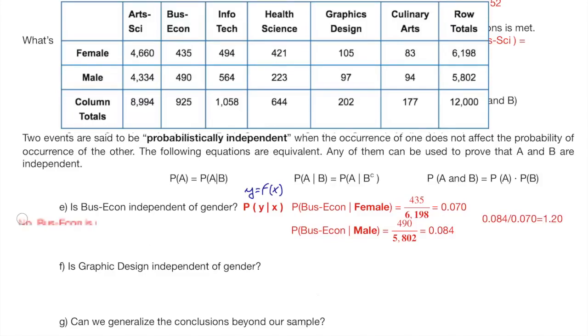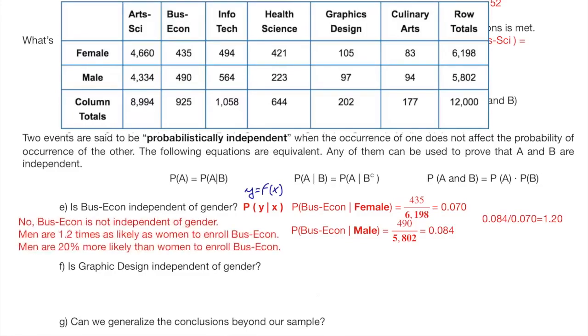So we can answer question E very precisely. No, business economy is not independent of gender, it is associated to gender. Men are 1.2 times as likely as women to study business economy. Alternatively, you can speak in terms of percent more. What exceeds 1 here is the percent more likely. So you can say it in this way if you prefer. Men are 20% more likely than women to enroll business economy.